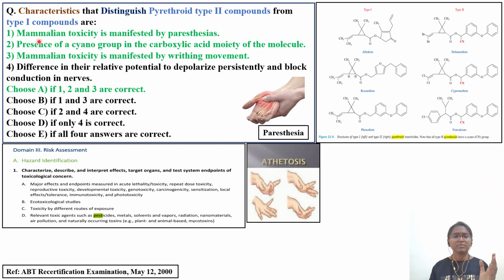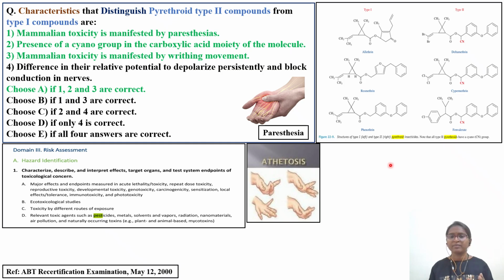So the options are: mammalian toxicity is manifested by paresthesias; presence of a cyano group in the carboxylic acid moiety of the molecule; mammalian toxicity is manifested by breathing movement; difference in their relative potential to depolarize persistently and block conduction in the nerves. The right answer will be in green text, that is option 1, option 2, and option 3. All three are characteristics which distinguish pyrethroid type 2 from type 1 compounds.